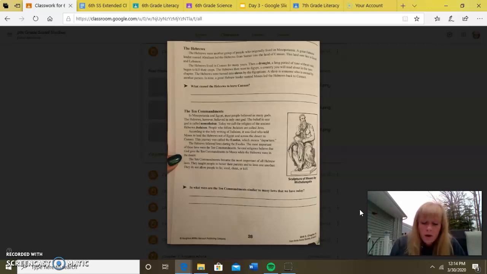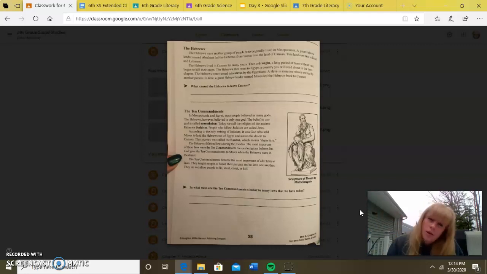The Hebrews were turned into slaves by the Egyptians. A slave is someone who is owned by another person. In time, a great Hebrew named Moses led the Hebrews back to Canaan. Checkpoint. What caused the Hebrews to leave Canaan? Write it down, pause the video, so you have it for later.